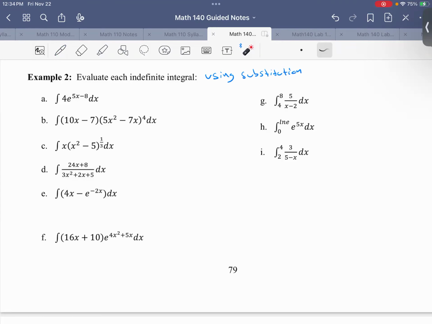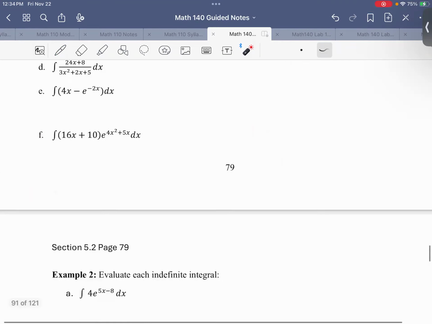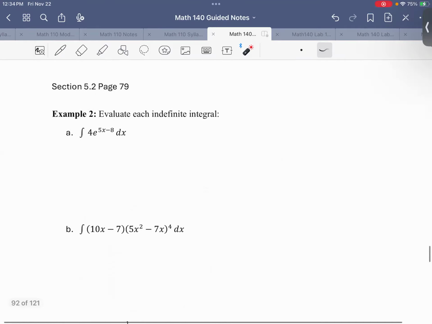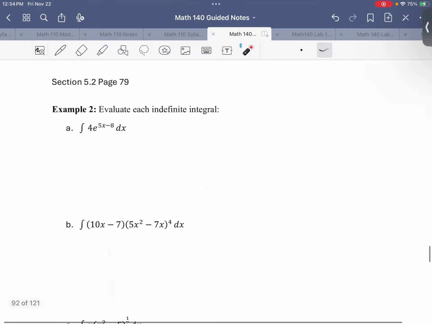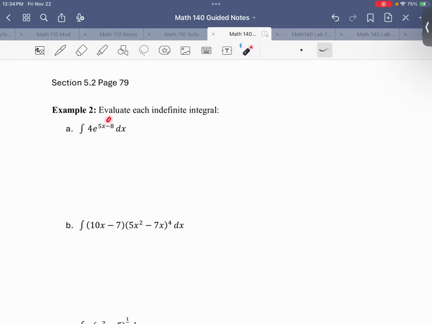So let's go and look at example A. These are pretty close together, so what I did is space them out on the separate document here. So example 2, same questions. Let's look at example A. So we have the integral of 4e to the 5x minus 8 dx. Once again, we don't know how to solve this integral, and we're going to need to use substitution.